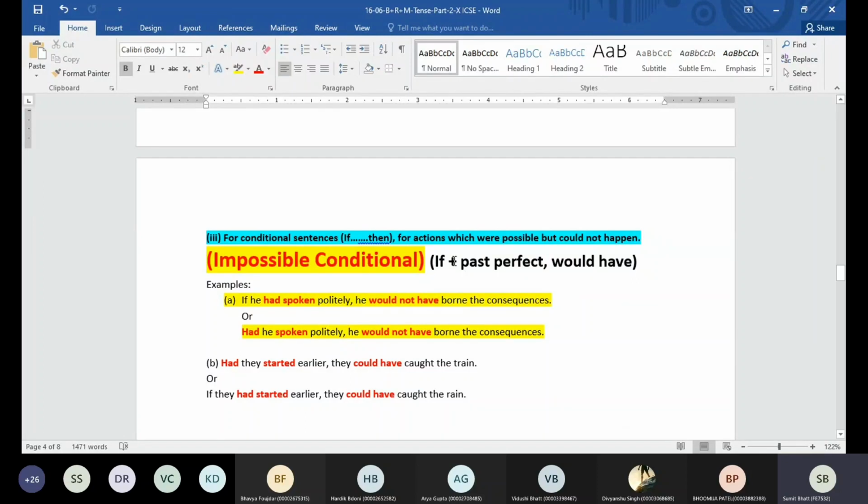Okay, then let's go to the third rule that is going to be related to the impossible conditional. So the impossible conditional we have done already. In the impossible conditional we are going to use if, then past perfect tense. On the other side we use would have. So is it true that we use would have only, or do we have more than these words?